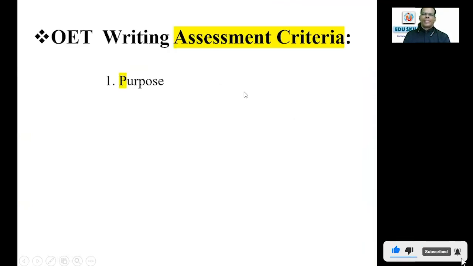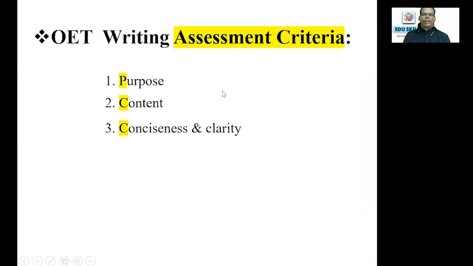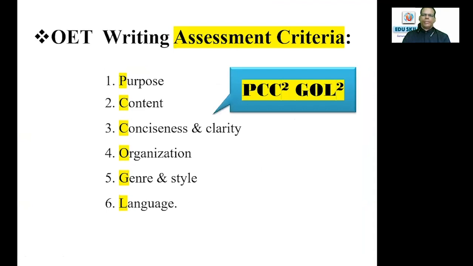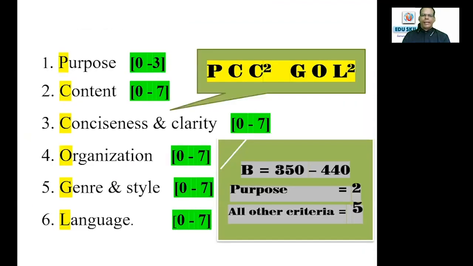Okay, OET writing assessment criteria. You know that, so I'll not be explaining. Purpose, content, conciseness and clarity, organization, genre and style, and language. These are the 6 assessment criteria on which you will be graded. The score allotted to each criterion was also dealt with earlier, just to know: purpose 0 to 3, content 0 to 7, conciseness and clarity 0 to 7, organization 0 to 7, genre and style 0 to 7, language 0 to 7.